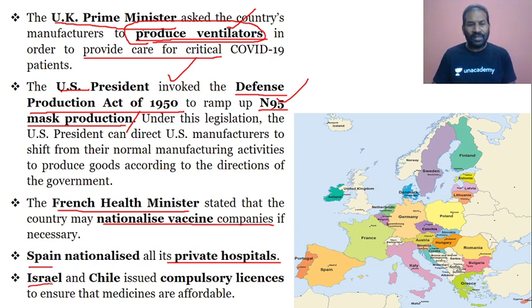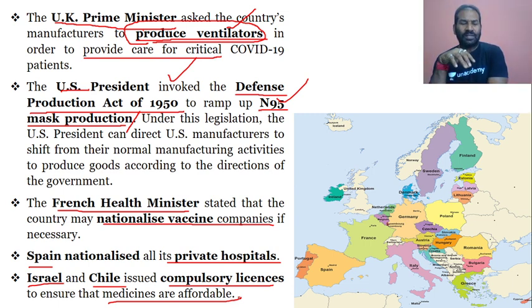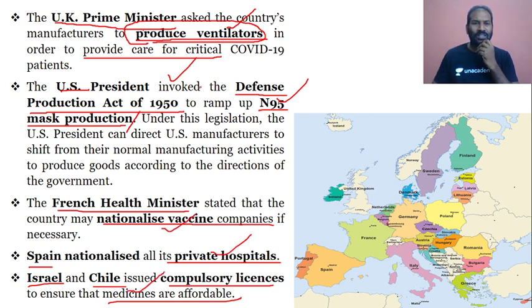And if you look at Israel and Chile also, they have issued compulsory licenses for what? For medicines which are affordable. So now the government of the developed countries wanted to have control over the production units itself. I'm talking here in regards to the medicines, hospitals, vaccinations, N95 masks, ventilators. Look at the way the time has changed.